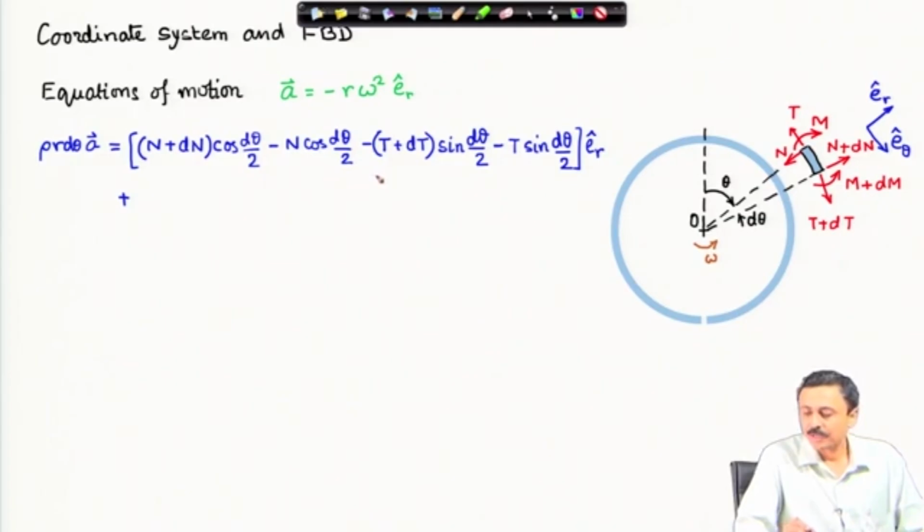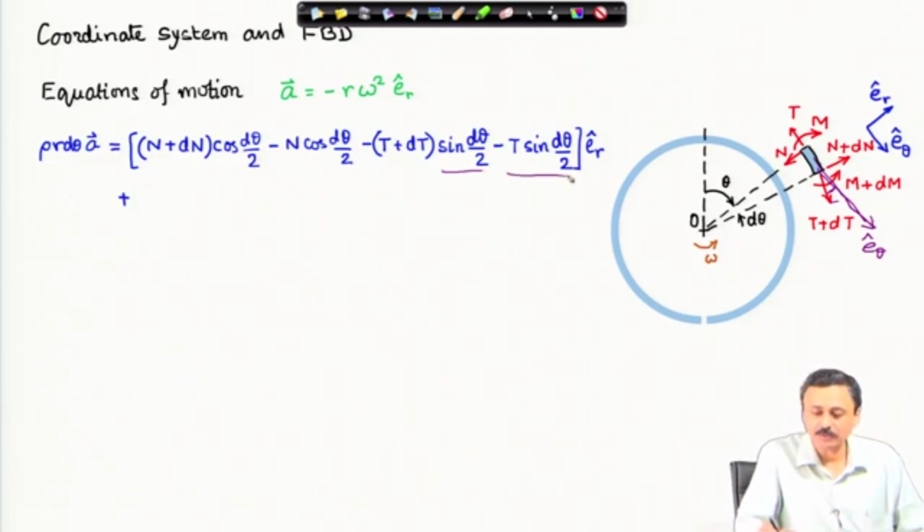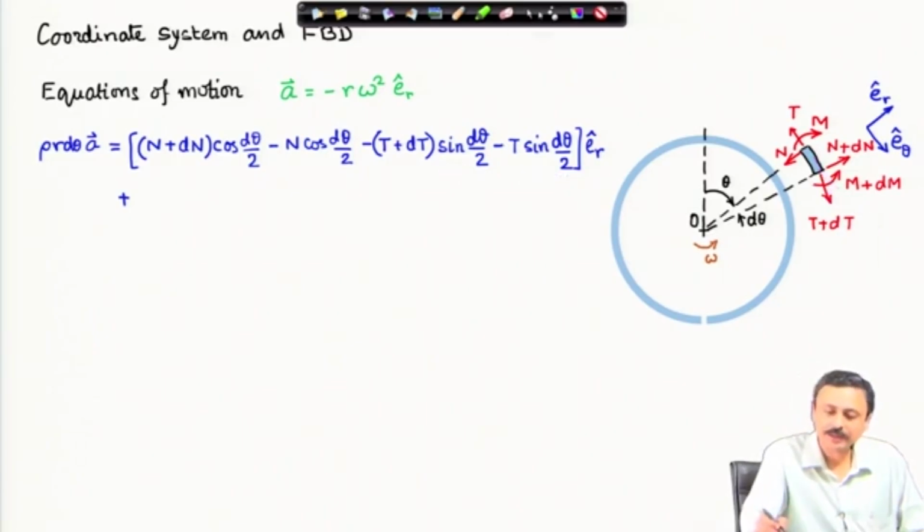The tension also makes an angle with the E r cap direction, because this is along the E theta cap direction, and this tension makes this angle d theta by 2 with the E theta cap direction. Therefore, in the E r cap direction we have T plus dT times sine d theta by 2 in the negative direction. The same thing happens for T, that means on the face at angle theta. All these are components of the force in the E r cap direction.